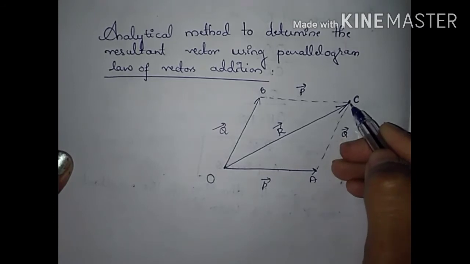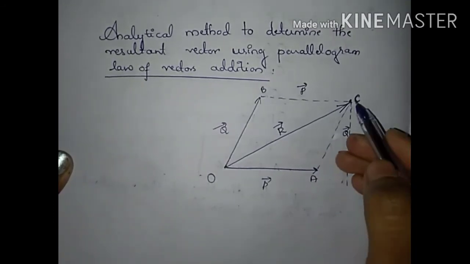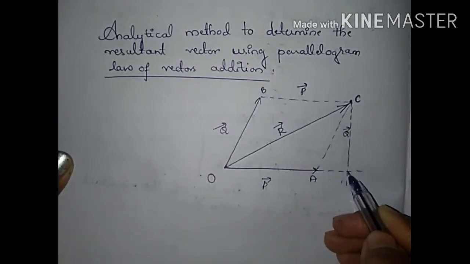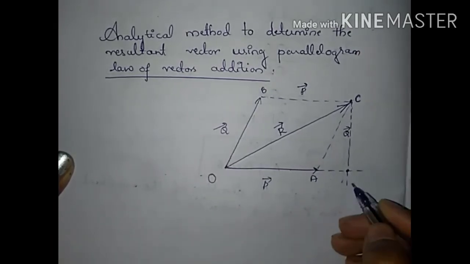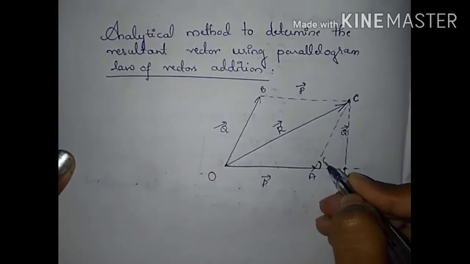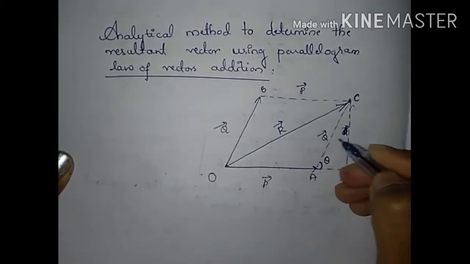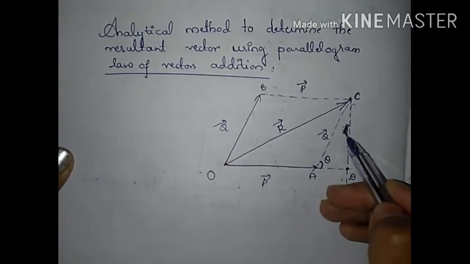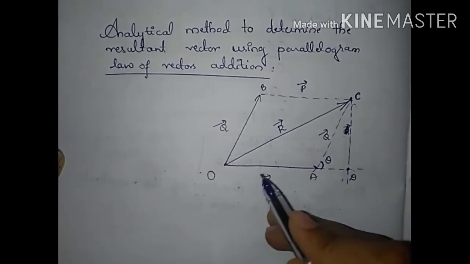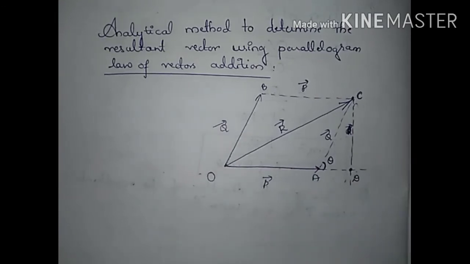Now what we have to do is draw a perpendicular line from the point C, and extend the line OA, and these two meet at a point, let's suppose D. So this forms an angle theta. This line is not Q, this line is Q. Okay, don't get confused. So this line is Q. This we have done like the way we have done in the triangle law of vector addition.